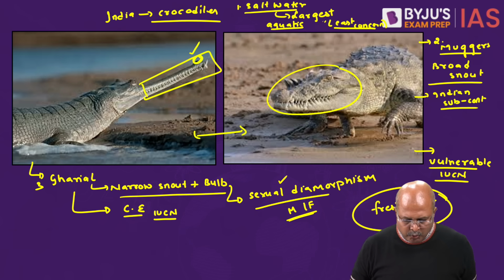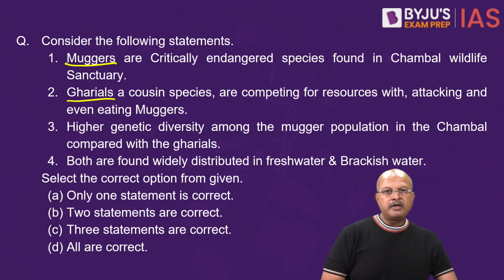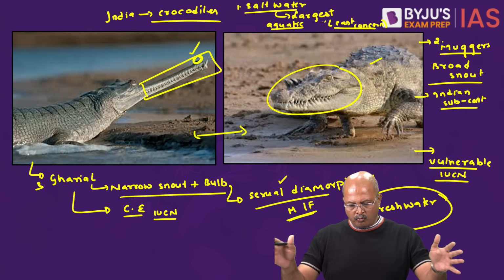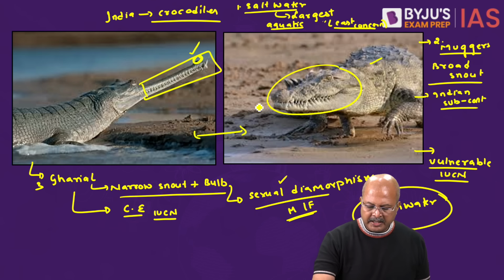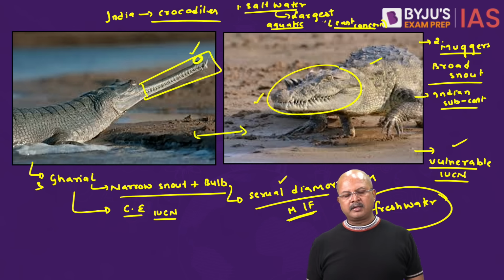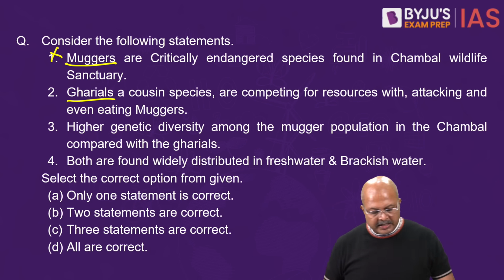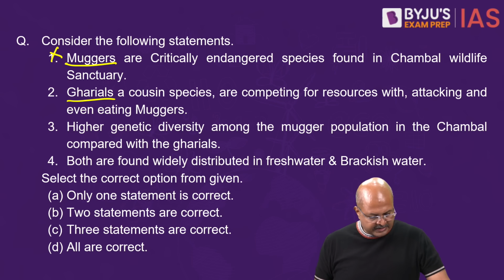Now moving back to the question. Muggers are critically endangered species found in the Chambal Wildlife Sanctuary. The moment you see muggers, you have to remember its characteristics: broad nose, Indian subcontinent, comparatively larger, and it is vulnerable. So the first statement is wrong. Then the second statement: gharials' cousin species are competing for resources, attacking and even eating the muggers.